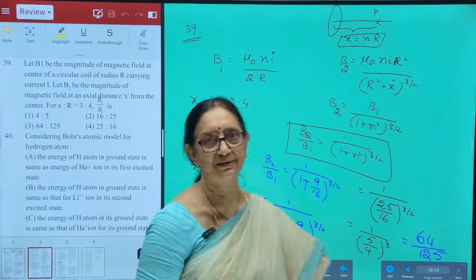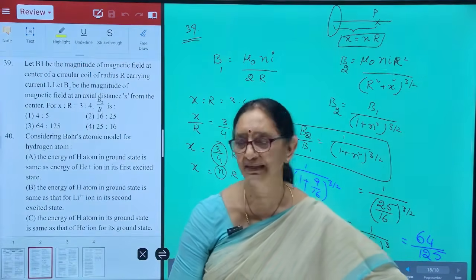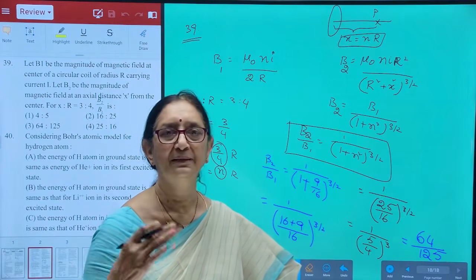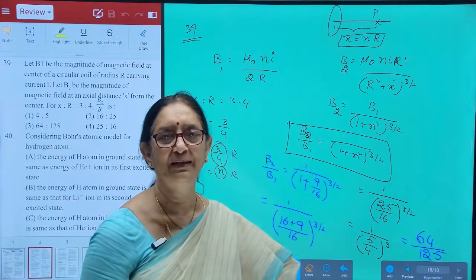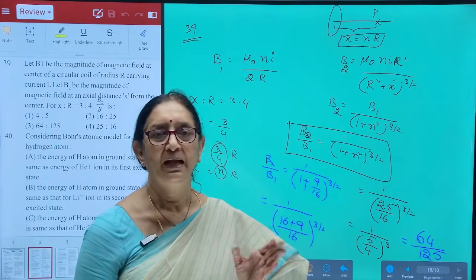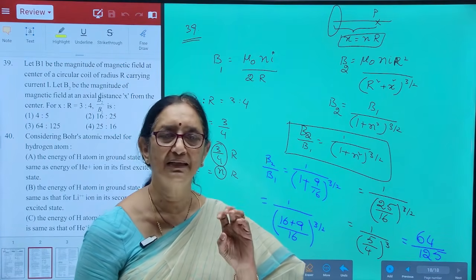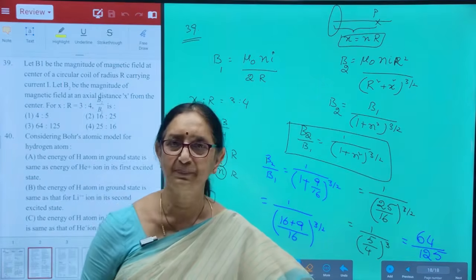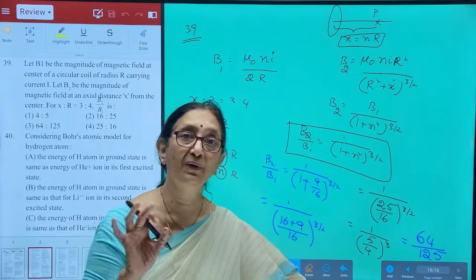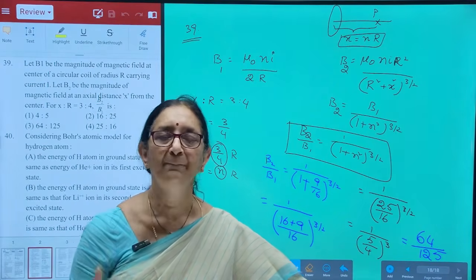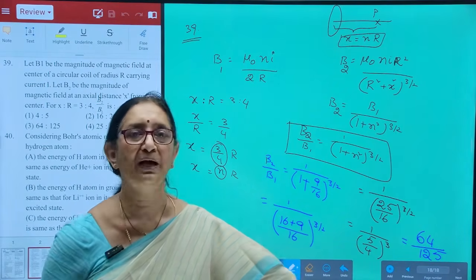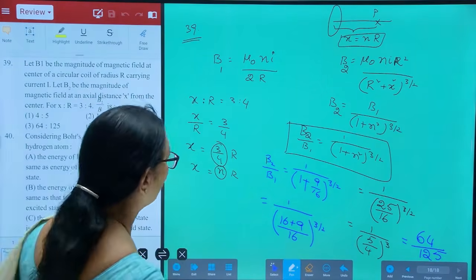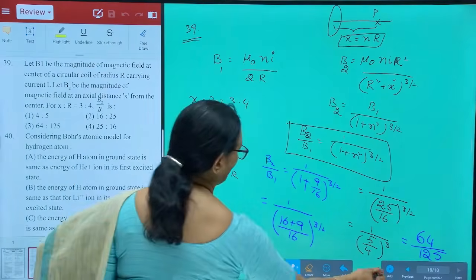That is the answer. 64 by 125. So here the only concept is that at the center, the intensity of magnetic induction field is B naught. At a distance x from the center of a circular coil, the intensity of magnetic induction field is B. If x is equal to n times the radius of the coil, B is equal to B naught by (1 plus n square) to the power of 3 by 2. So from that we get the answer.